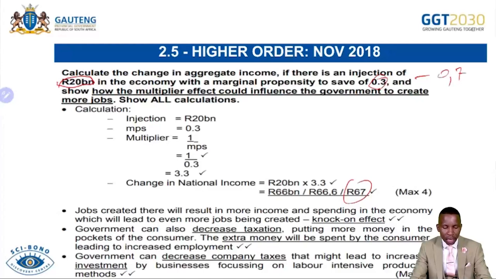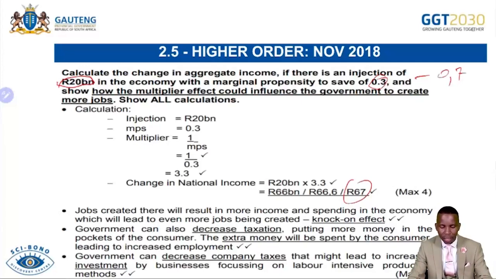Now, jobs created will result in more income and spending in the economy, which will lead to even more jobs being created. Knock-on effect or spillover effect at times. Government can also decrease taxation, putting more money in the pockets of the consumer. We know that if there's lower taxation, consumers will have more money to spend, and that will always create more multiplier effect. And then the extra money will be spent by the consumer, leading to increased employment opportunities. Remember, if consumers are demanding more goods and services, they motivate and encourage producers to produce more. As a result, for production to increase, businesses should employ more workers. Therefore, employment will be created because of this.